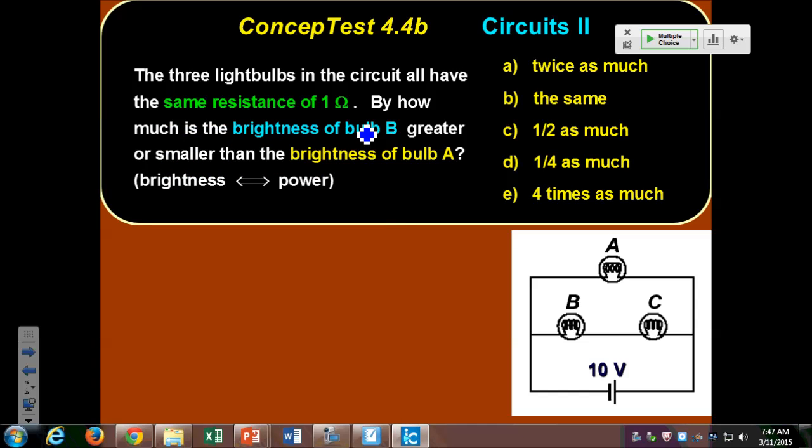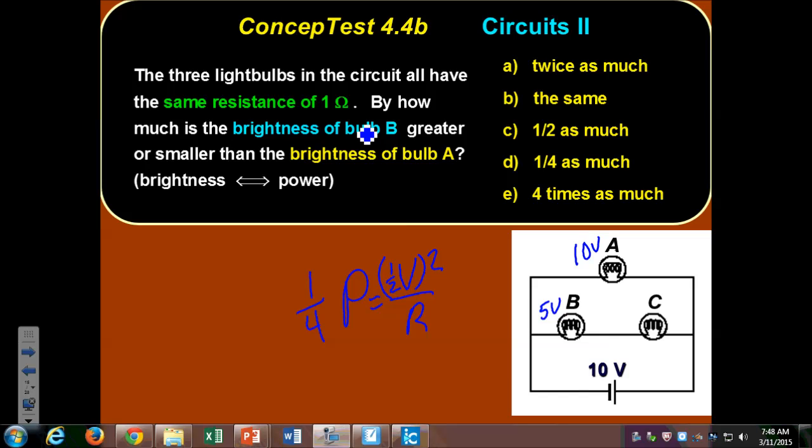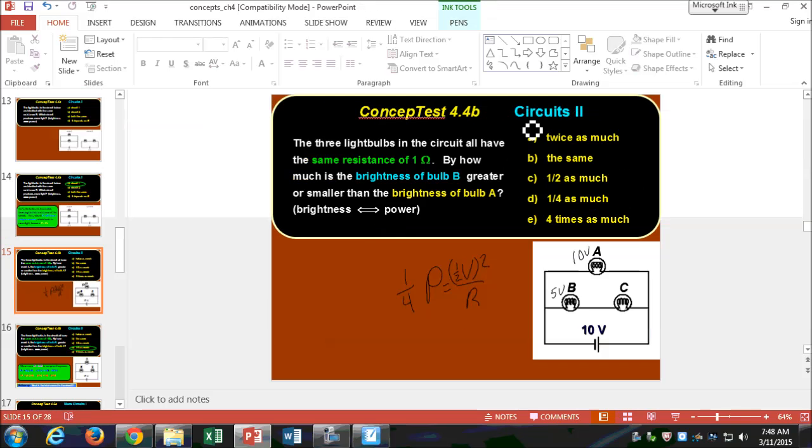All right, so I know that I have 10 volts here, 5 volts here. P is V squared over R. And since the voltage of bulb B is half that of bulb A, that means my power is 1/4 the power of bulb A. All right, we'll come back to these. We have about 10 more, so we're going to do combination circuits today.